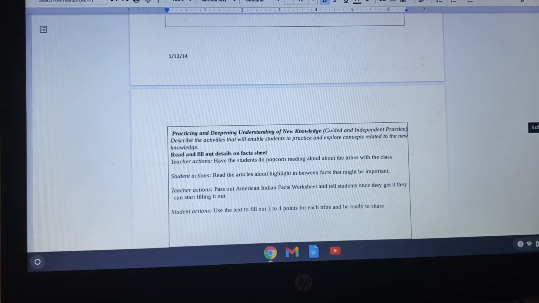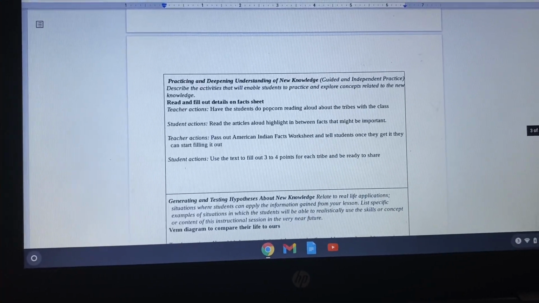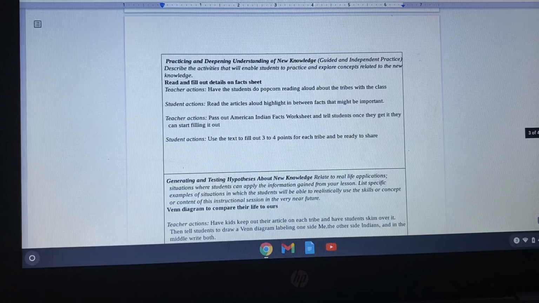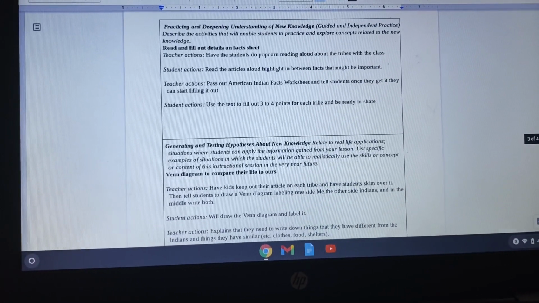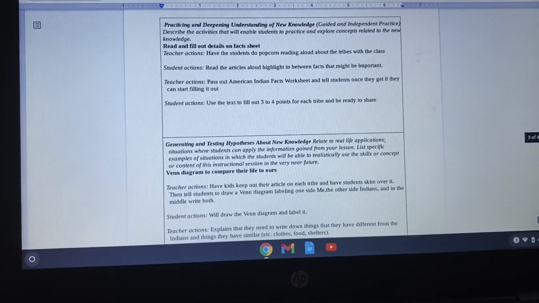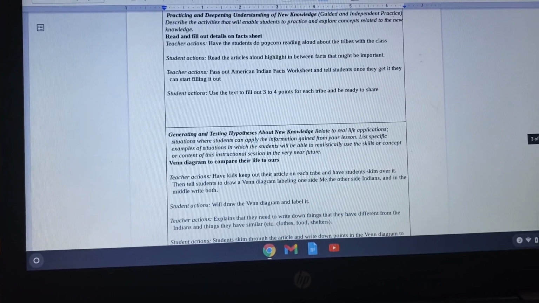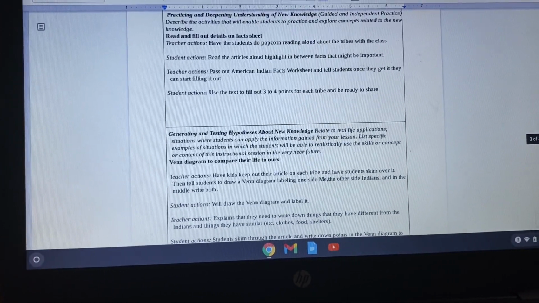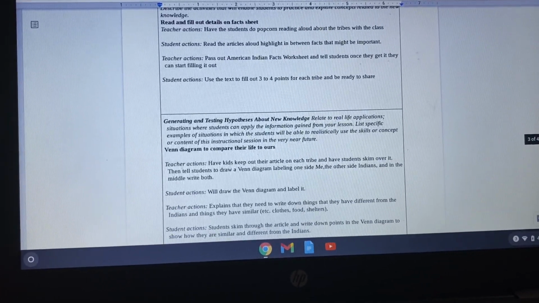Then for practicing and deepening, I said students will read and fill out details on a fact sheet. So we will do popcorn reading aloud about the tribes with the class. Students will read the articles aloud and highlight facts in between that might be important. Then I'll pass out the American Indians facts worksheet and tell the students once they get it, they can start filling it out. That's when they fill in the 3 to 4 points for each tribe and get ready to share.